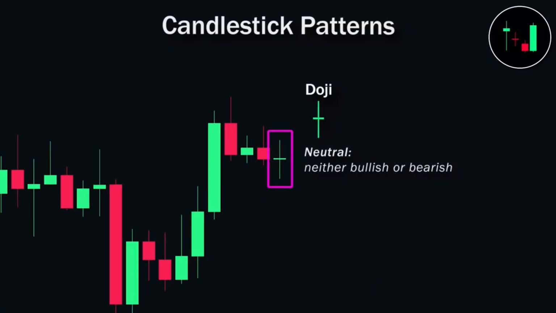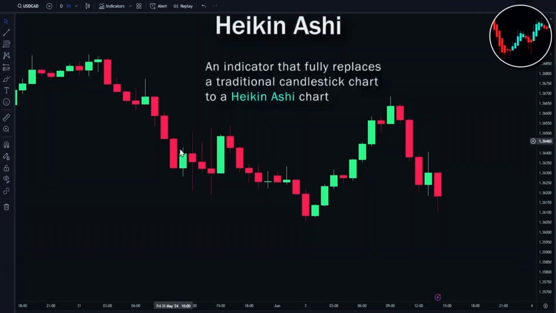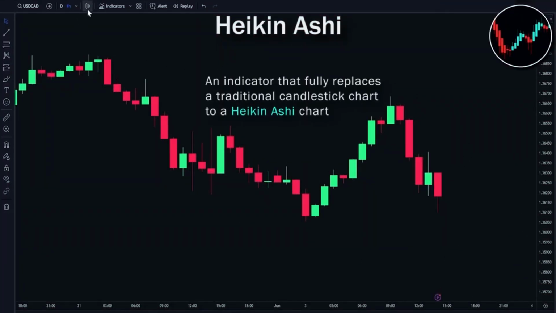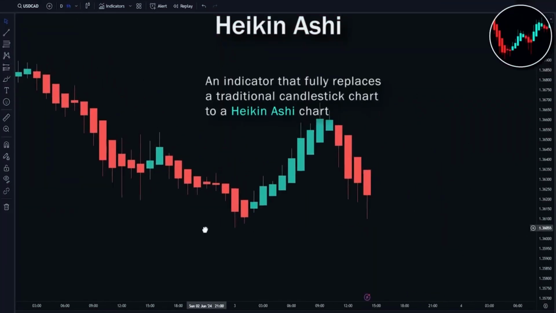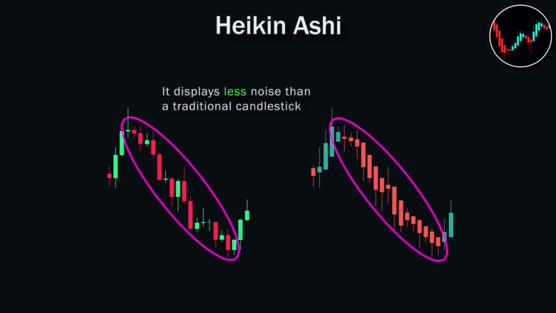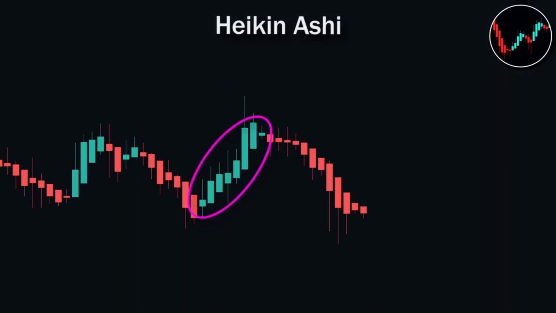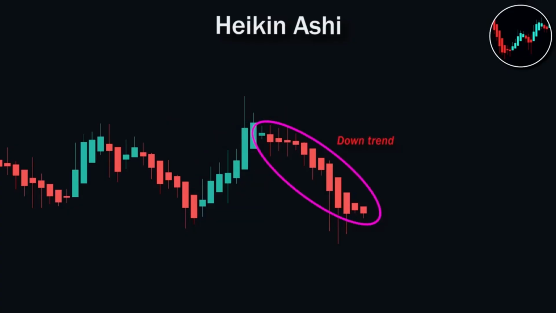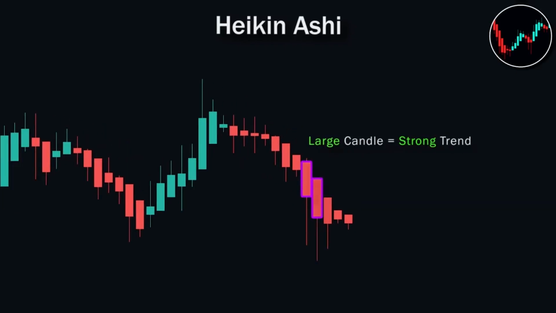Heikanashi. It is an indicator that fully replaces a traditional candlestick chart to a Heikanashi chart. When applied, it tends to give less noise than a traditional candlestick. A green Heikanashi candle signals that the price is on an uptrend, and a red Heikanashi candle signals that the price is on a downtrend. The size of the candle's body also indicates how strong a trend is. The larger the candle, the stronger the trend.